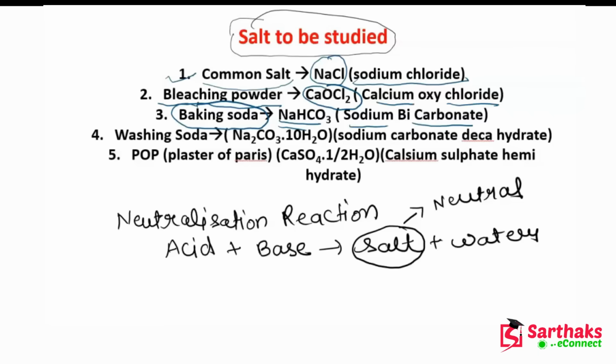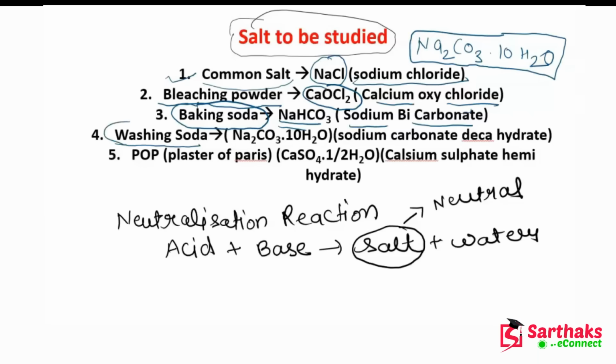And the salt on number 4 is washing soda. If I write down the formula for this washing soda, then it is Na2CO3.10H2O. It is also known as sodium carbonate decahydrate. Basically guys, you can see here 10H2O is written. That's why we have also added sodium carbonate decahydrate, because 10H2O is also present, and this is known as washing soda.